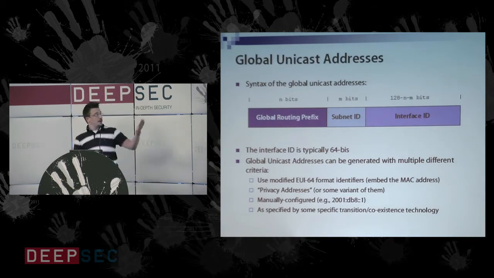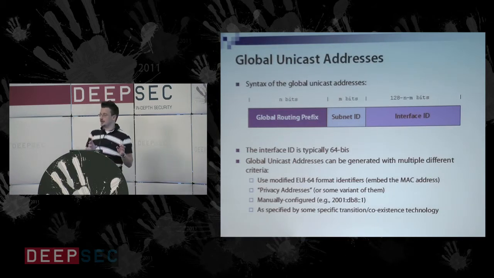As I said before, the global routing prefix is usually assigned by your ISP. The subnet ID is assigned by the network administrator, who decides how to subnet the network. And the interface ID is usually assigned by the actual host. It's not a central server that assigns the interface ID; every host that connects to the network assigns its own interface ID. There are different policies that you can use to select the interface ID.